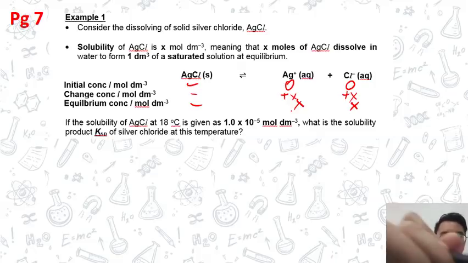One thing you need to know is that the solubility will always be x. Whenever we talk about solubility, it means x, which means x moles of AgCl dissolved in water to give you 1 dm cube of a saturated solution. So you just need to remember that x is always the solubility.